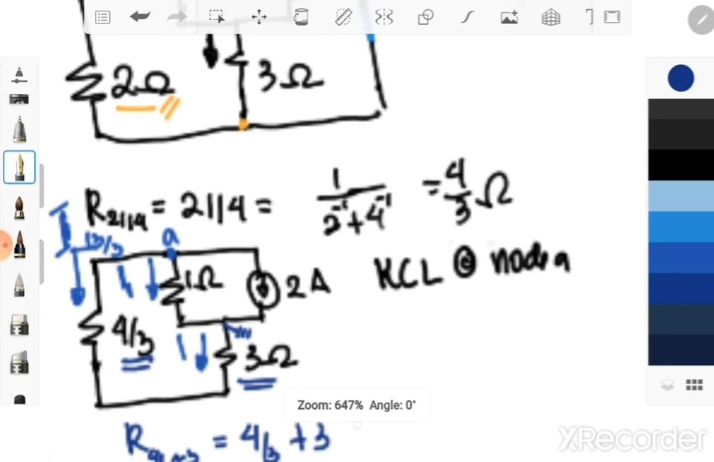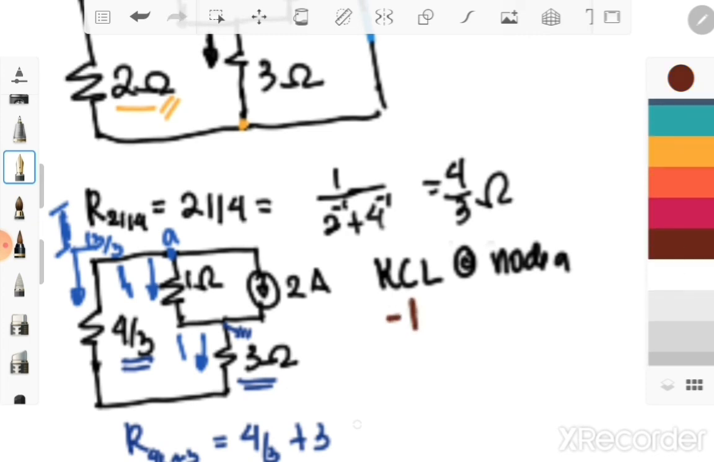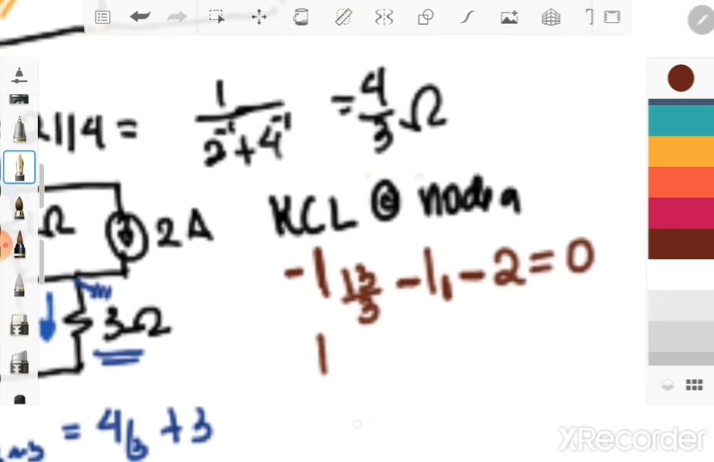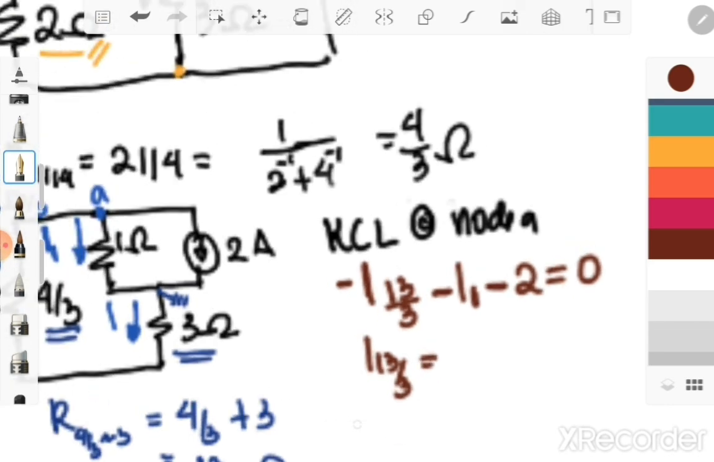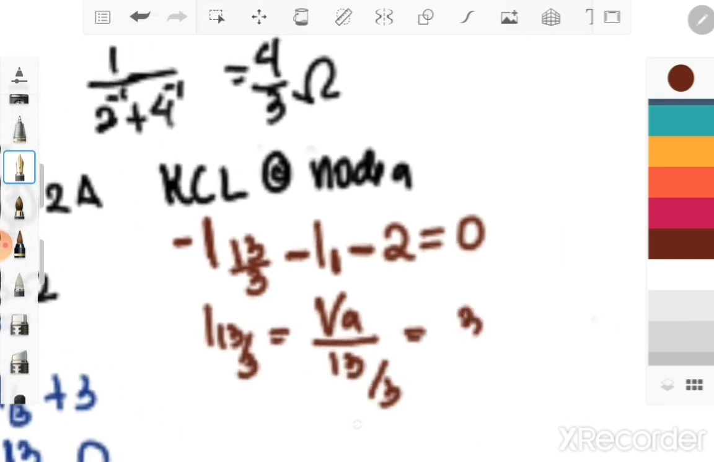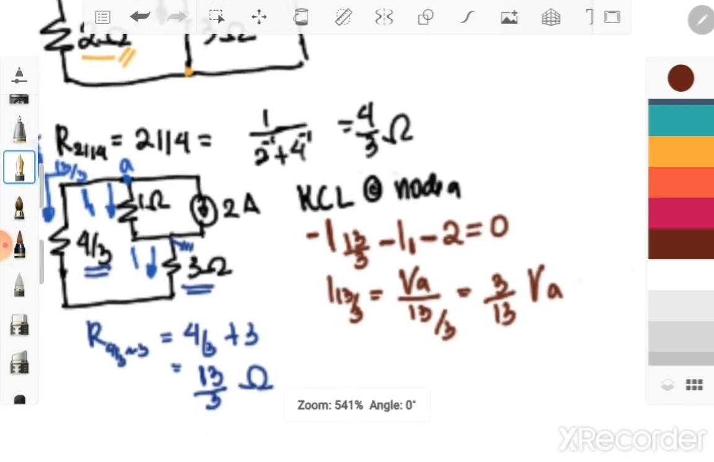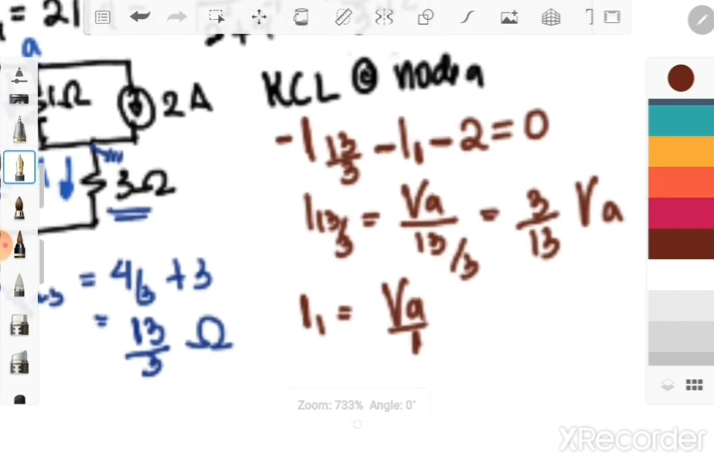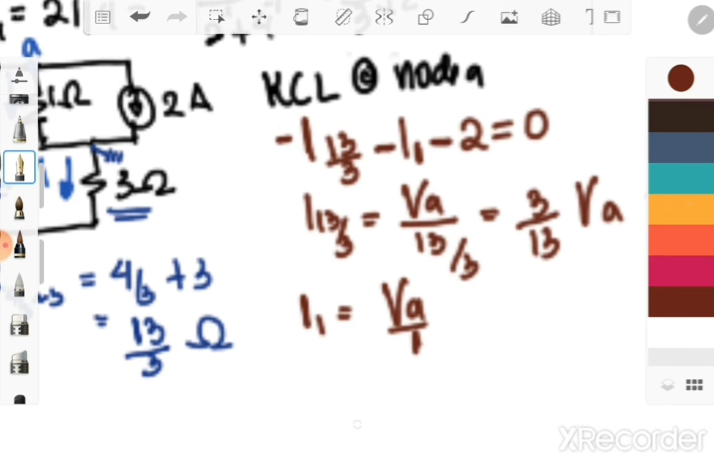Since you will have a KCL at node A, what are the currents entering to your node A? So we have nothing. Lahat going out sila. So negative lahat yan. Negative I 13/3 minus I1 minus 2 is equal to 0, which means that it is with the conservation of electrical charge. So what is the value of your I 13/3? Basically it is just equal to VA all over 13/3, or for further simplification just equal to 3/13 VA. And then your I1 is basically equal to VA divided by 1, and your IT is equal to 2 ampere.